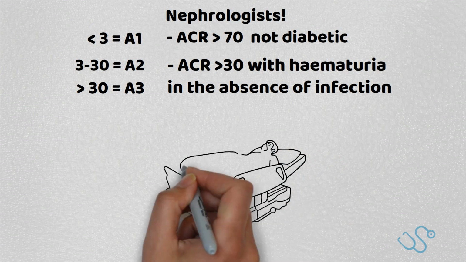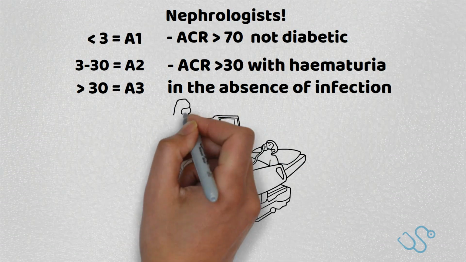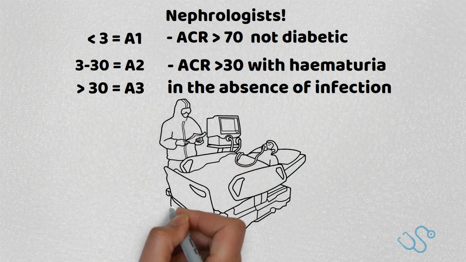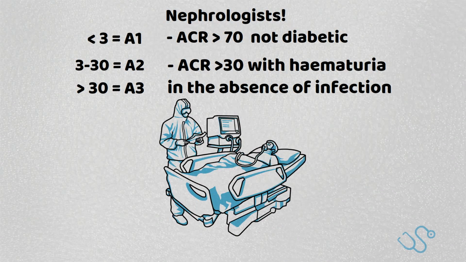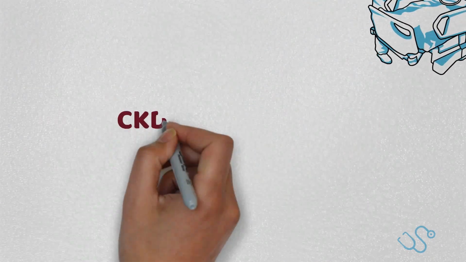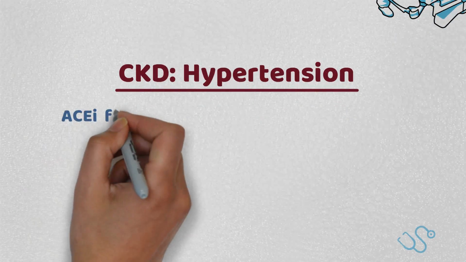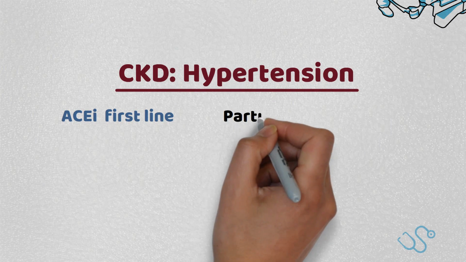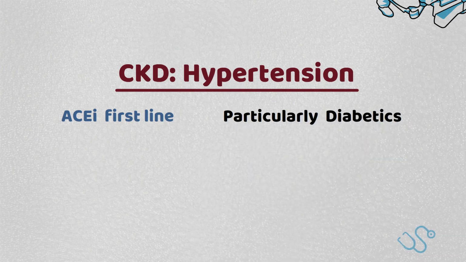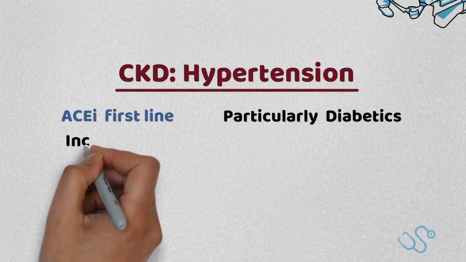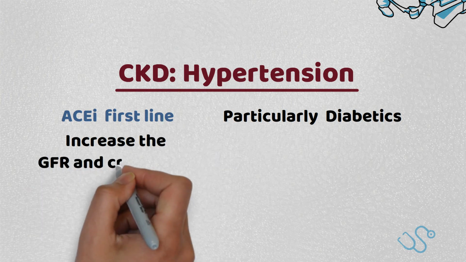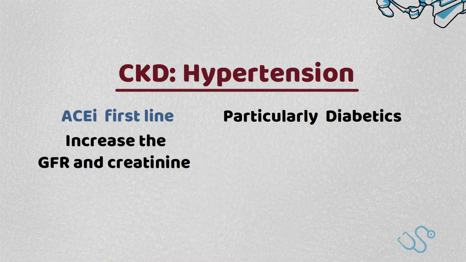Now we've covered the etiology and the classification of CKD, we can look at some of the things we expect to look out for and manage as general practitioners, which are common exam questions. First up, hypertension in CKD. ACE inhibitors are usually first line in CKD, particularly in diabetics, as they are seen to be renoprotective. They do, however, reduce the GFR and raise creatinine, simply because they work by reducing the glomerular filtration pressure.